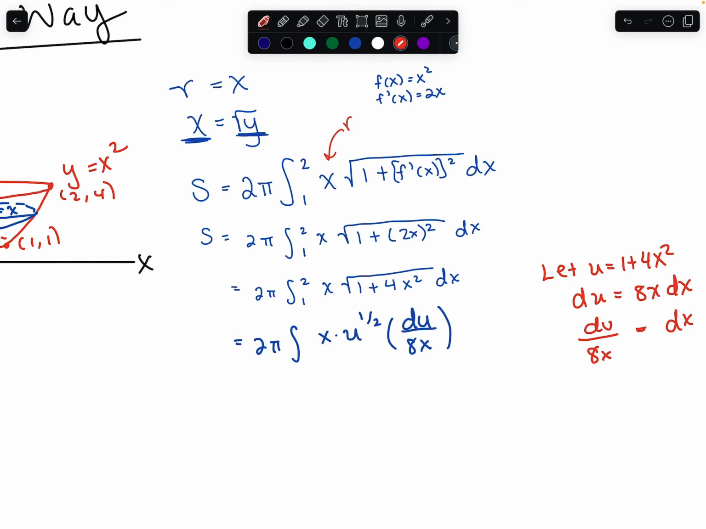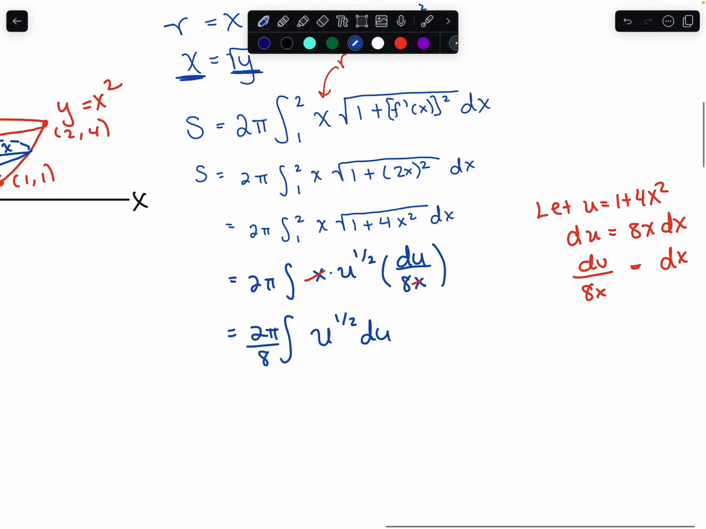Okay, this is exactly what we want because the x's cancel, and we don't want any x's. We want everything in terms of u. So we have 2 pi. And if no one minds, I'm going to pull out that 8 in the denominator and write it outside. So now we have u to the 1/2 du. Again, I pulled out this 8 and wrote it out here. All right.